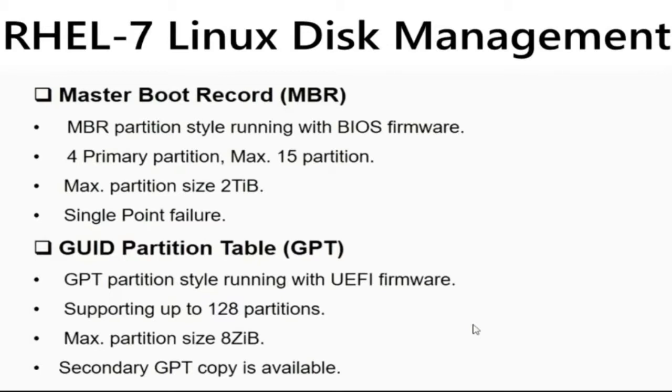So come to Linux. Maximum 4 primary partitions is possible. Otherwise, you have to create 3 primary and 1 extended. In that extended, you have to create the logical partitions and you can format and use them. But Linux is telling that only 15 partitions are possible in total. If you are using the MBR partition style or MBR partition scheme, only 15 partitions are possible.